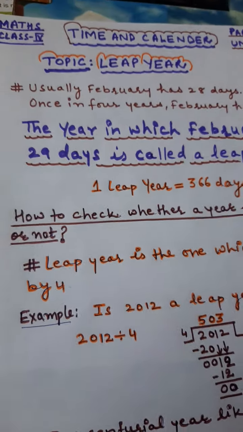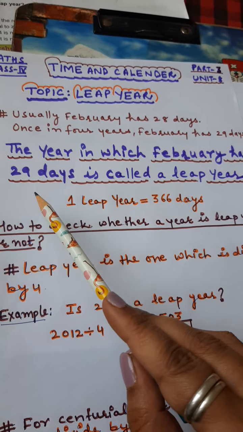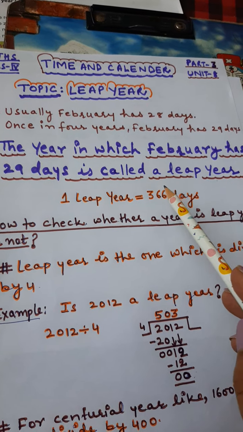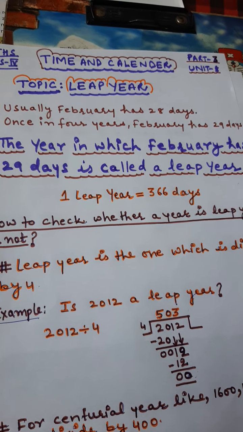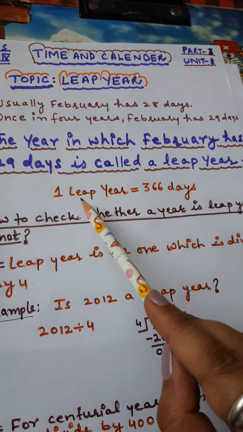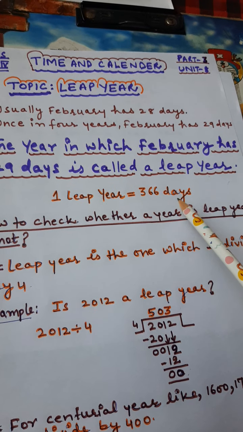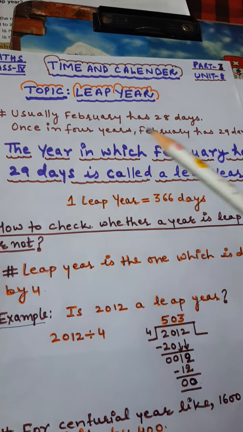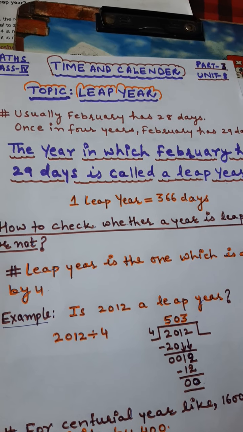So the year in which February has 29 days is called a leap year. In that leap year we have 366 days. That means one leap year is equal to 366 days, because one day gets added in the month of February.